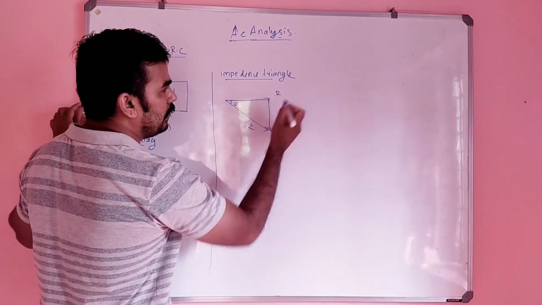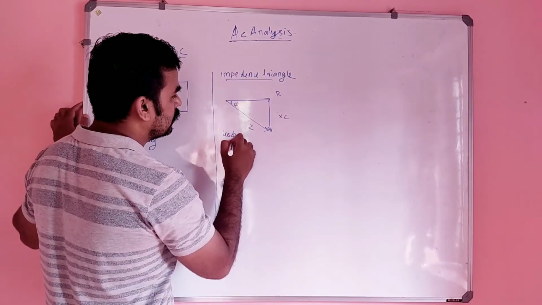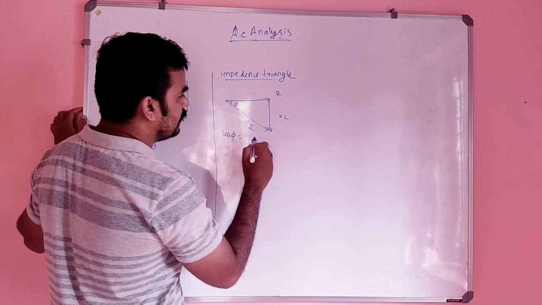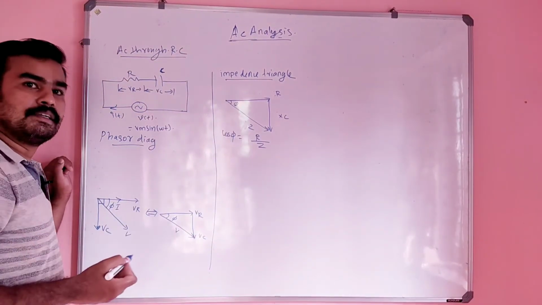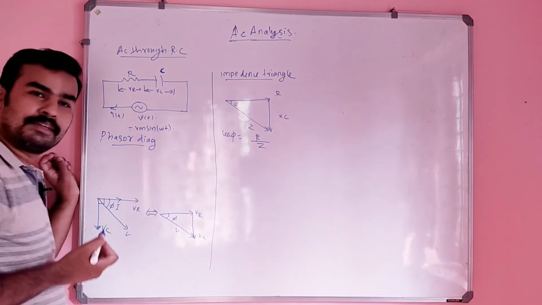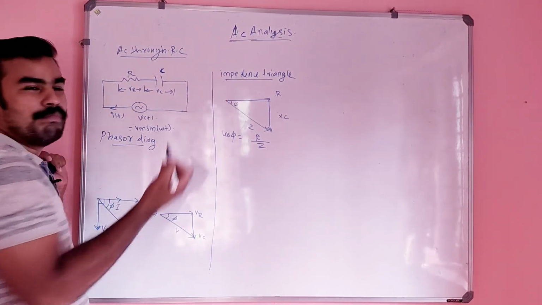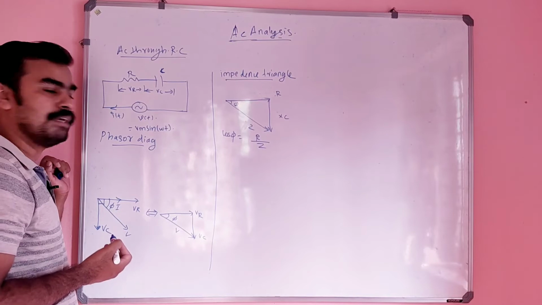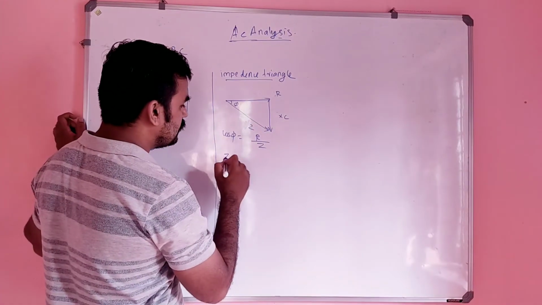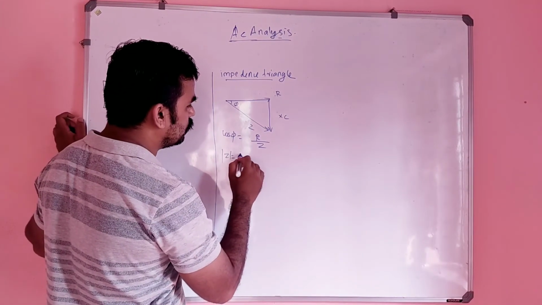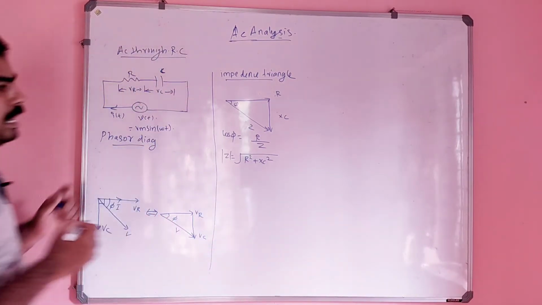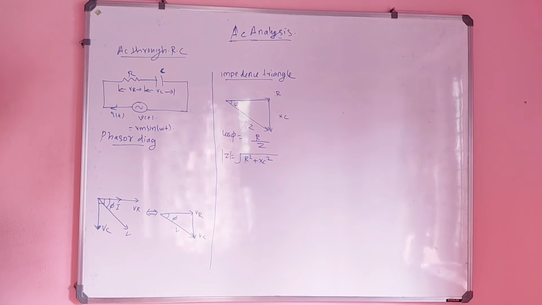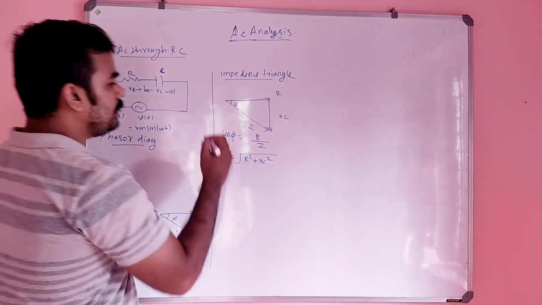Then what is cos phi here? Cos phi is equal to R by Z again, which is called the power factor of the circuit. This is called the impedance triangle. Or we can say that mod Z is equal to root of R square plus XC square. Is it correct? Or what will be the power triangle?